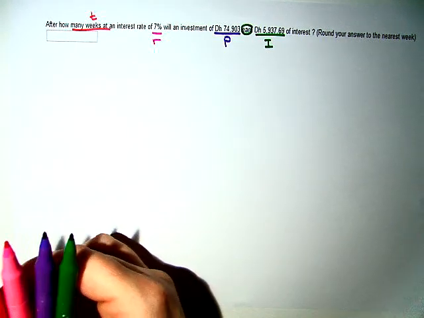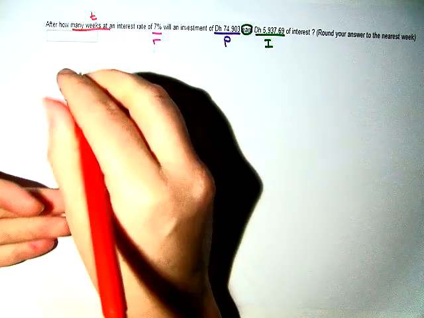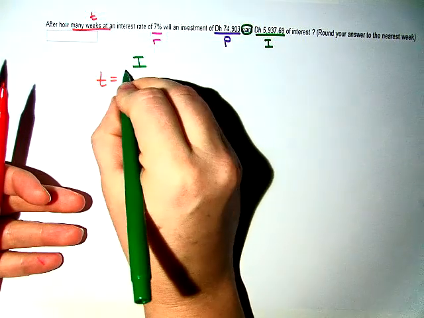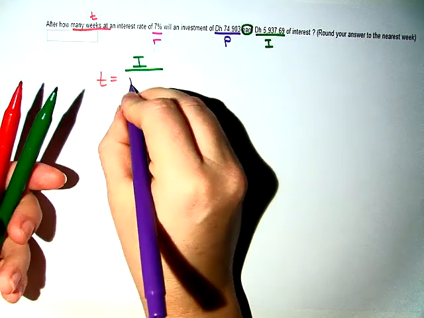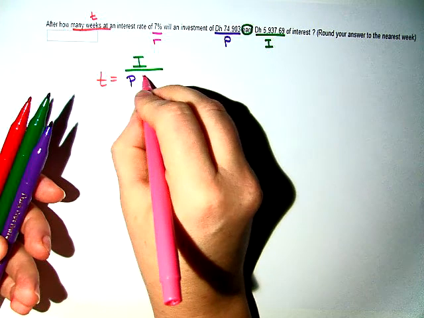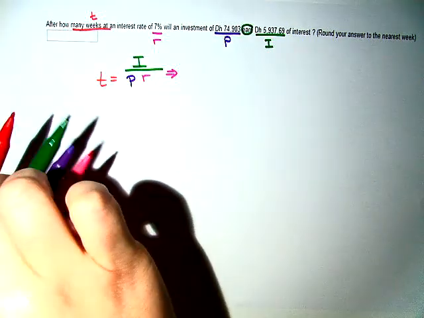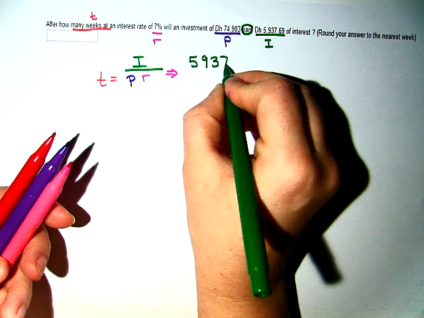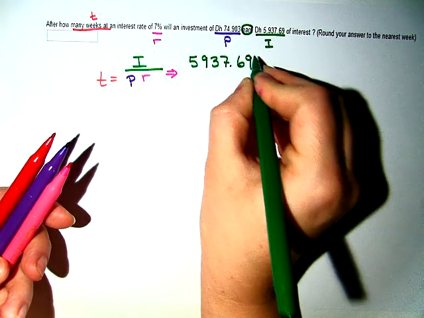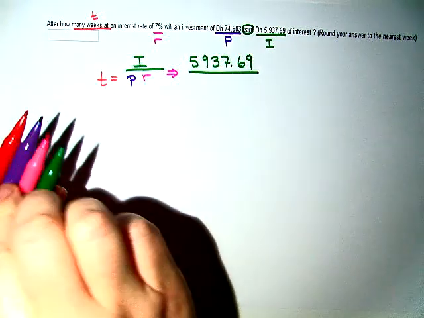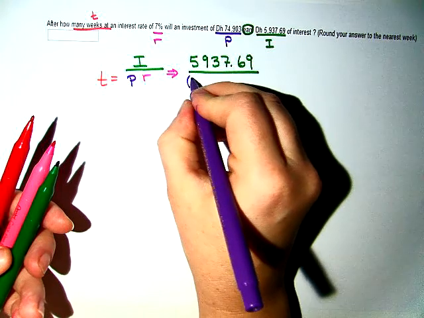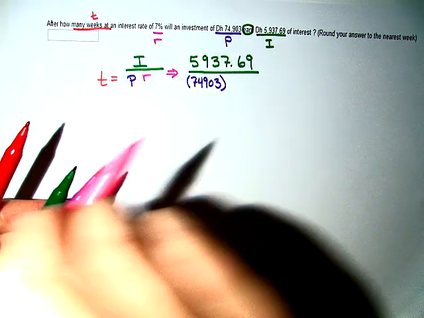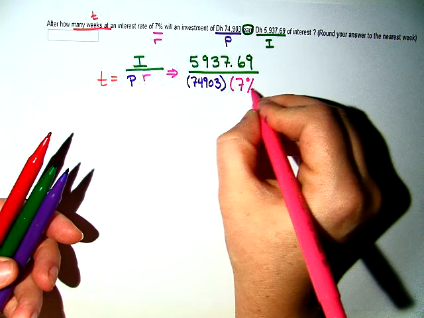Now, just like earlier, we know that time is going to be the interest over the principal times the rate. So we're going to set that up exactly as we see it. 5937.69 divided by my principal, 74903, multiplied by my rate, which is 7%.